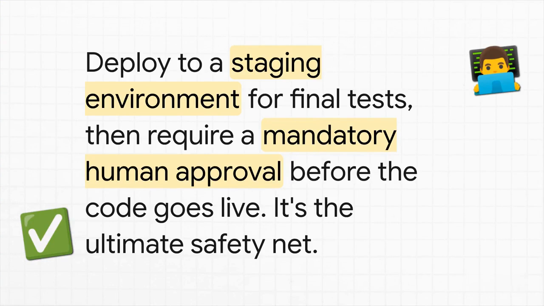First, we deploy to what's called a staging environment. You can think of this as a dress rehearsal. It's an exact copy of production where we can do our final tests. Then, even if everything looks perfect, the pipeline just stops. It waits. It waits for a mandatory human approval. A real person has to look things over and give the final go-ahead before that code can touch production. It's the ultimate safety net.